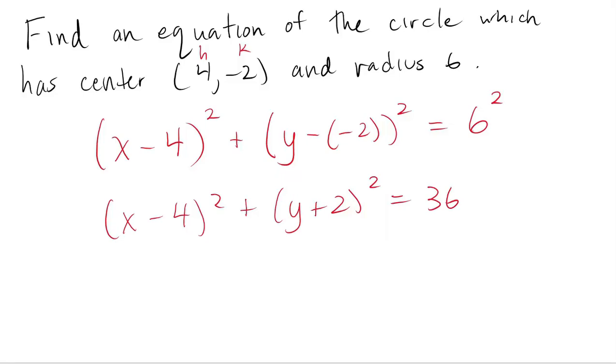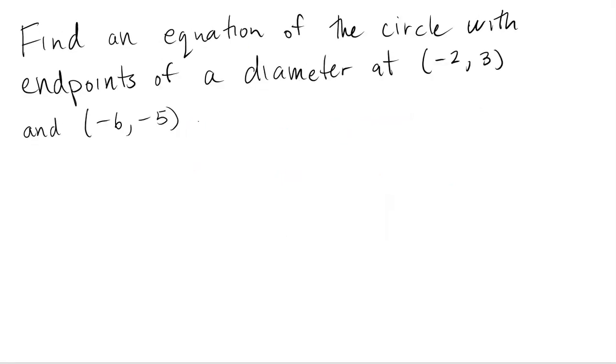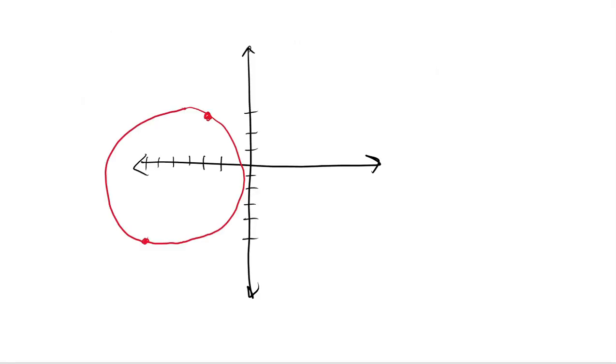Let's find the equation of another circle, but in an instance where we aren't specifically told the center and the radius. This example says, find an equation of the circle with endpoints of a diameter at negative 2, 3 and at negative 6, negative 5. I'm going to draw the picture of this scenario on the next slide. We've got this circle with a diameter that runs from the point negative 2, 3 in the second quadrant to the point negative 6, negative 5 in the third quadrant.